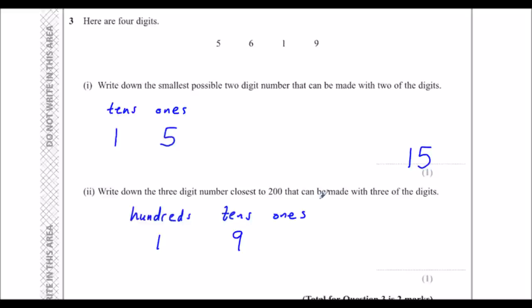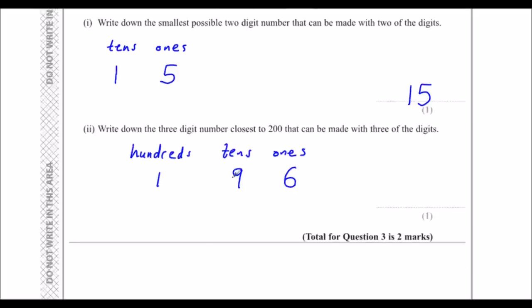Then we've got two options left, 5 and 6. Which is closest to 200? 195 or 196? 196 is closest. So that's 196.